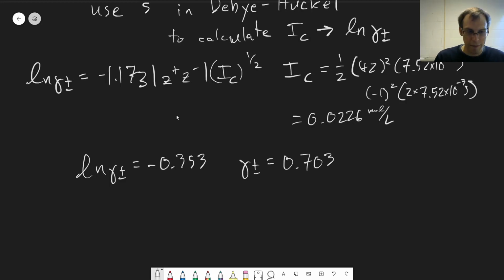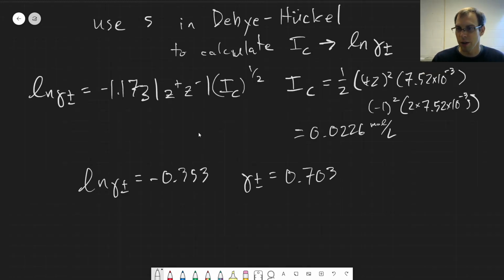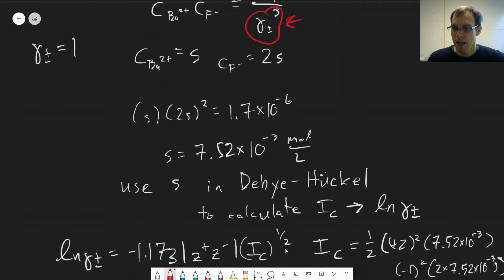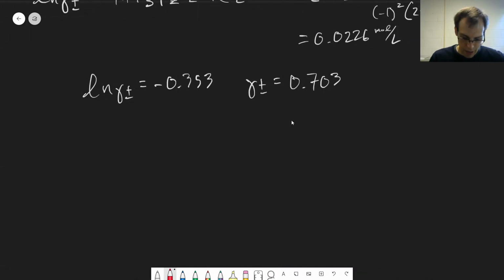And now we iterate. Now we take that value and plug it into our equation up here, all the way back here. The activity coefficient shows up down here. So we plug in, we know KSP, we know gamma plus minus cubed, and that will give us a value that we can then solve for the concentration of barium, concentration of fluoride. So when we do that, our next step on the iteration is using that activity coefficient, we can find a new value of the concentration and the new ionic strength, and then repeat this process.